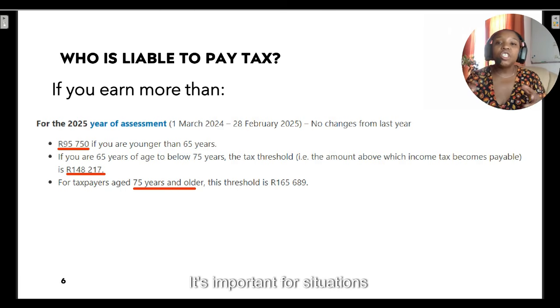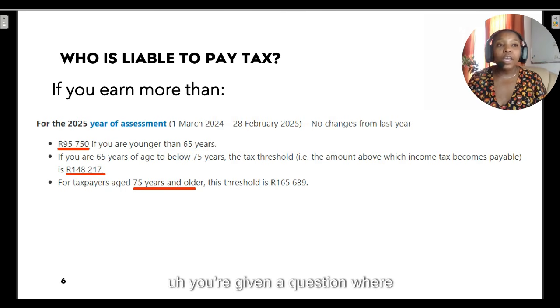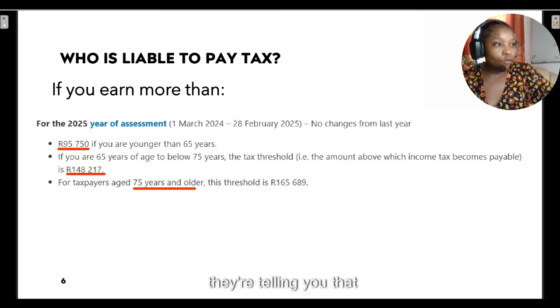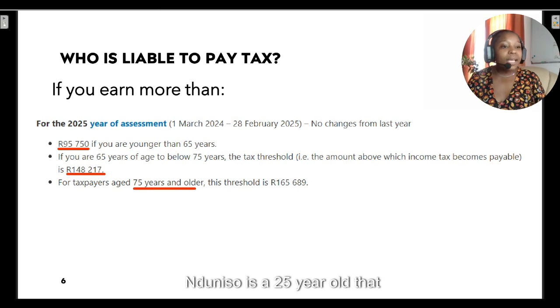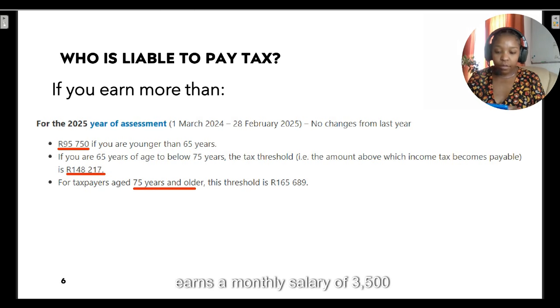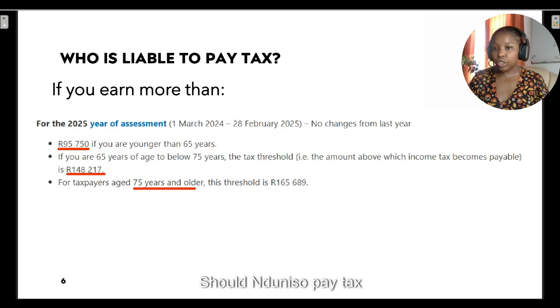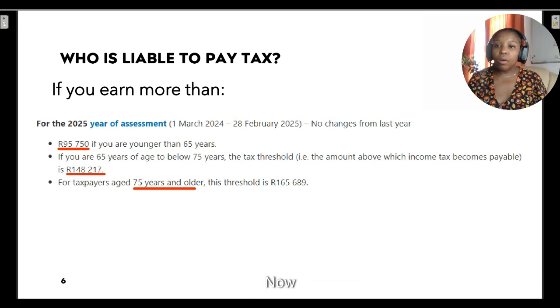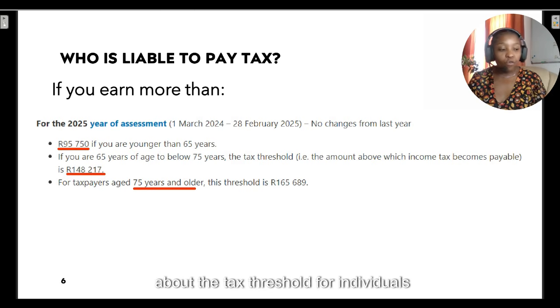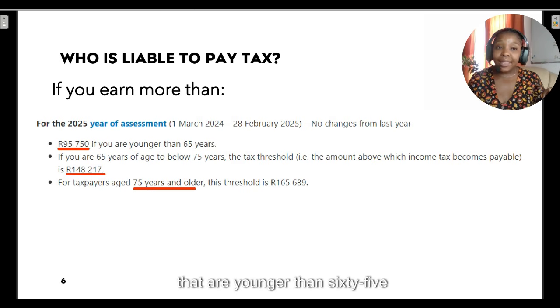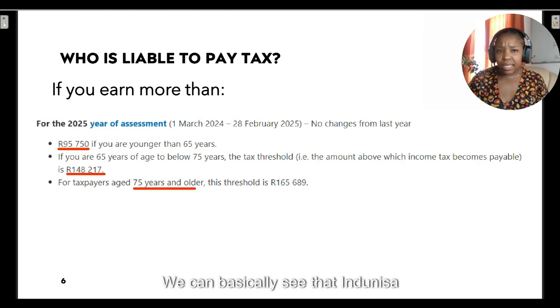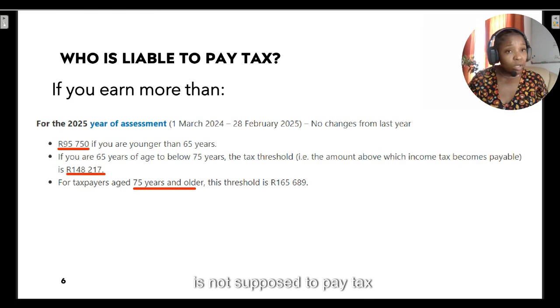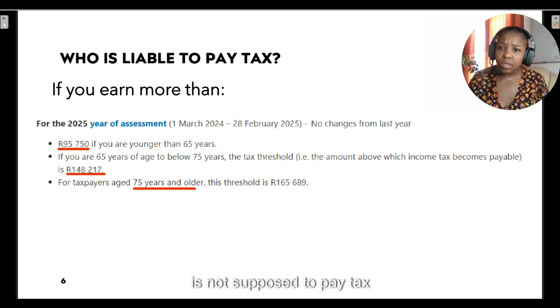It's important for situations where in an exam, you are given a question telling you that, for example, Ndumiso is a 25-year-old that earns a monthly salary of 3,500 per month. Should Ndumiso pay tax? Now, based on the information that we're given here about the tax threshold for individuals that are younger than 65 years old, we can basically see that Ndumiso is not supposed to pay tax. Why am I saying that Ndumiso is not supposed to pay tax?